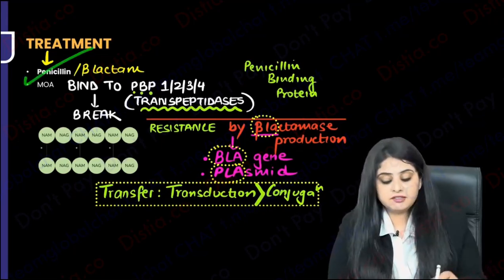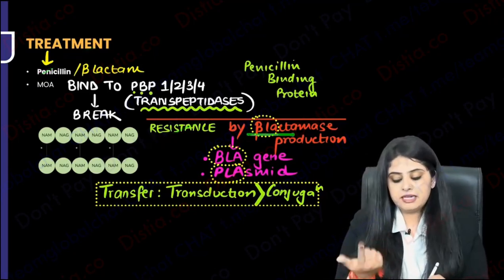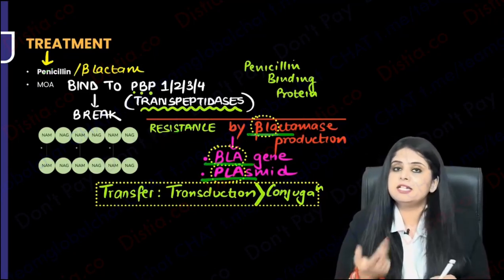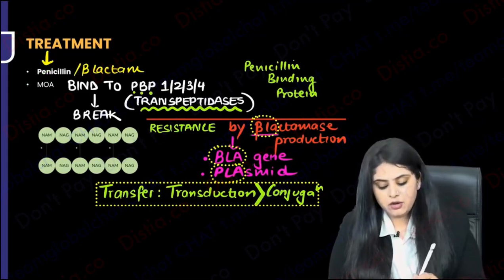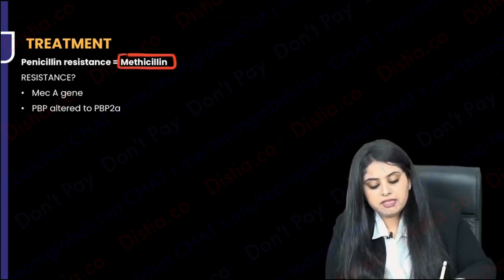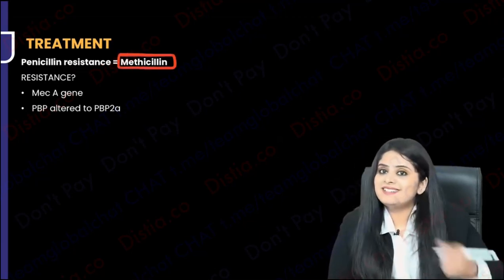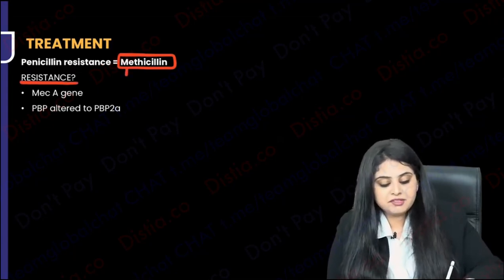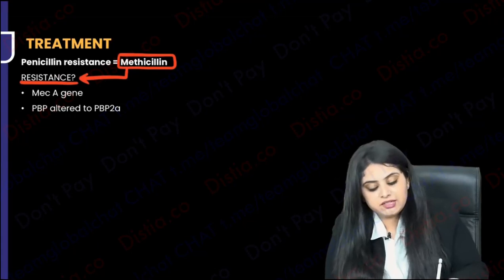You tried to kill with penicillin, but bacteria said, I'm smarter. I will make beta-lactamase by BLA gene, by plasmid, and I will kill the beta-lactam. So now if you are resistant to penicillin, what are you going to give to the patient? You're going to give methicillin. Okay? But bacteria is again smarter. Bacteria says, I will become resistant to methicillin also. What is that known as? Methicillin resistant Staph aureus. M for M.